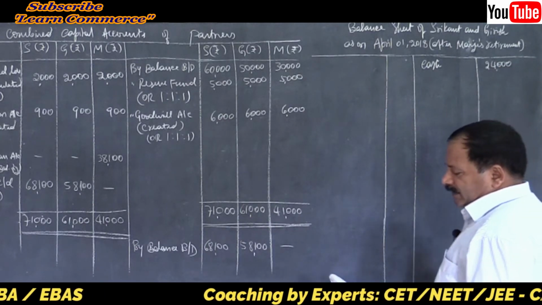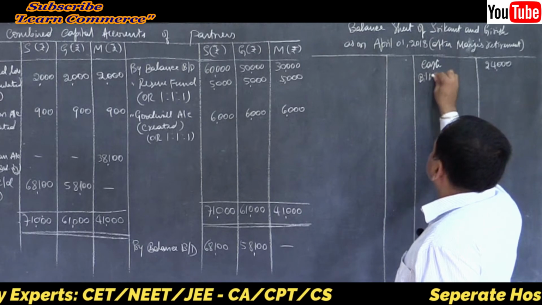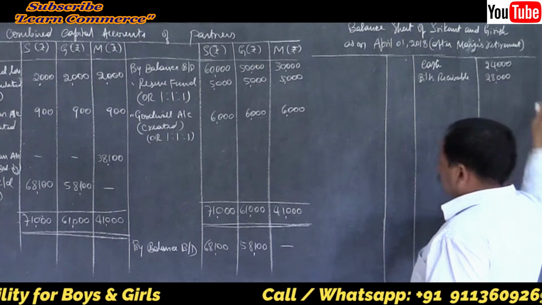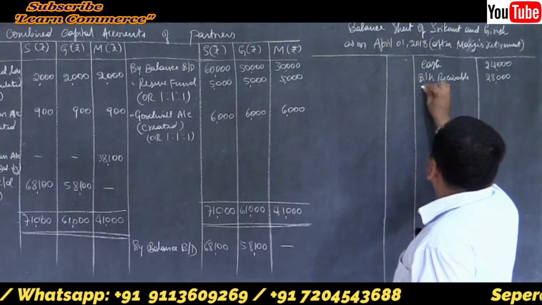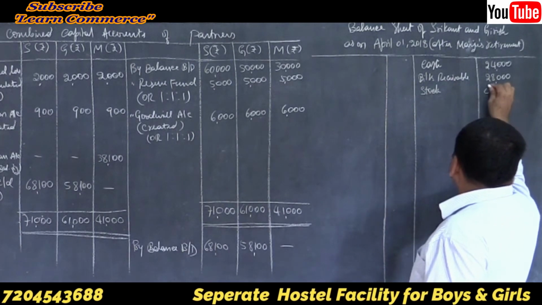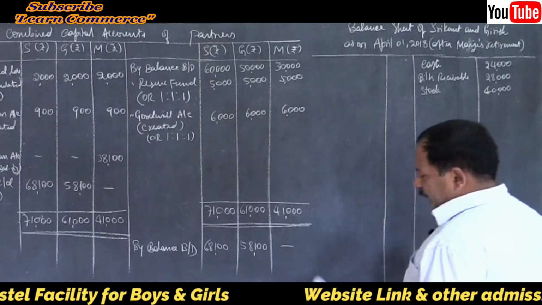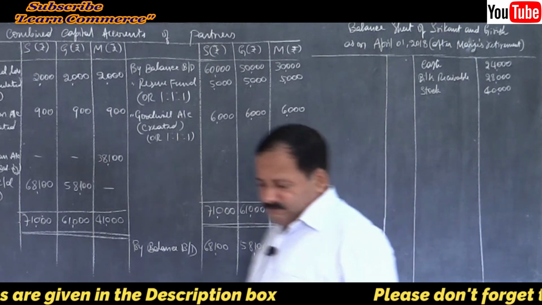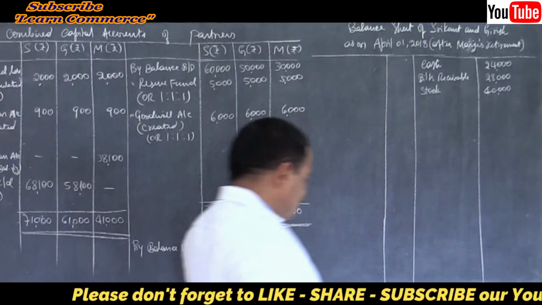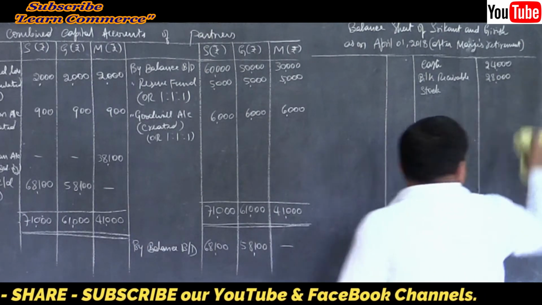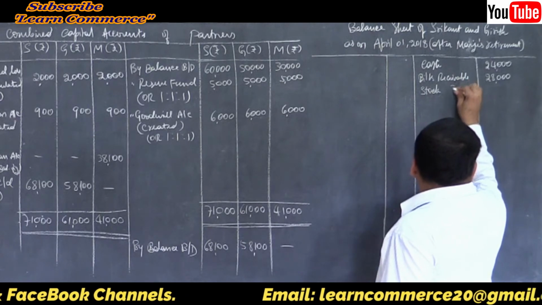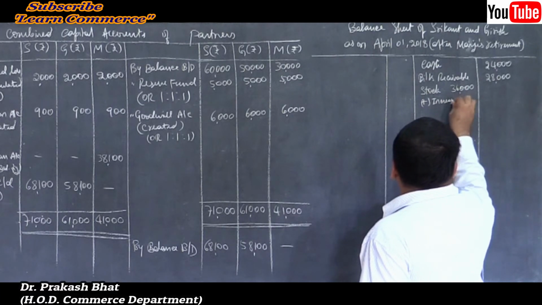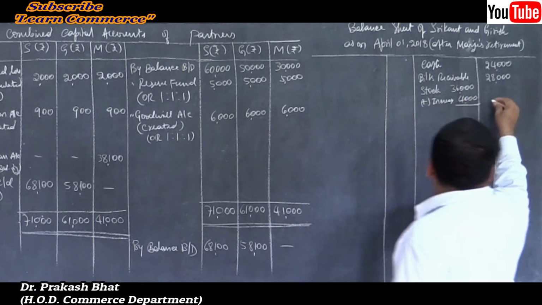24,000. Then bills receivable 28,000. Stock 40,000. 40,000 means, that is show the calculation. 36 plus 4 increase, right? 36,000 inner column, add increase 4,000, 40,000.